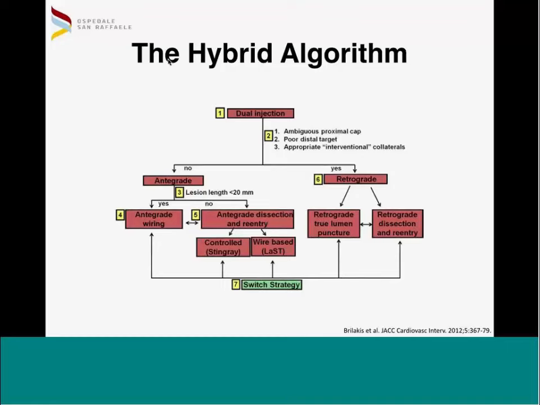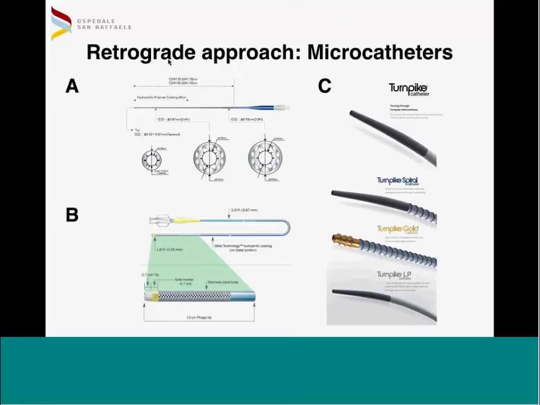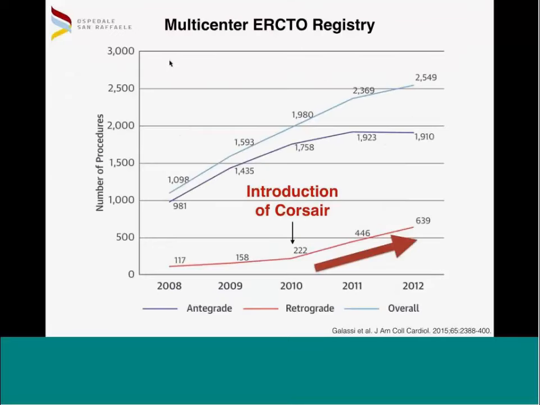So with the development and implementation of the hybrid algorithm, the retrograde approach has gained a prominent role in modern CTO PCI. In particular, today we're going to talk about the retrograde dissection and reentry techniques. The retrograde approach was first introduced by Japanese operators approximately 10 years ago, back in 2005, but it was not until the development of dedicated microcatheters that the retrograde approach started gaining widespread adoption among operators. Indeed, the Corsair was introduced in 2010, and data from the European Multicenter CTO Registry show an inflection point in the use of the retrograde approach just after the introduction of the Corsair.